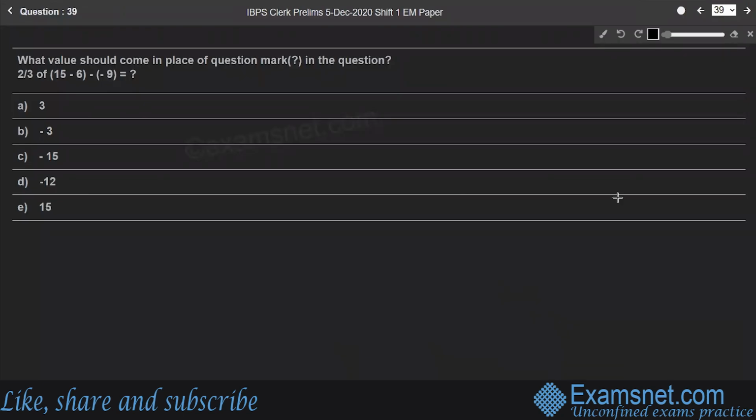Question 39. What value should come in place of the question mark in the question? Here the question is 2 by 3 of (15 minus 6) minus of minus 9 is equal to. So here 15 minus 6 is separated. Therefore, we have to solve 15 minus 6 first according to BODMAS.